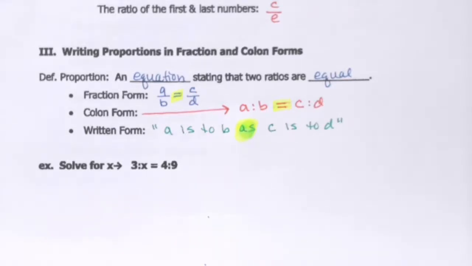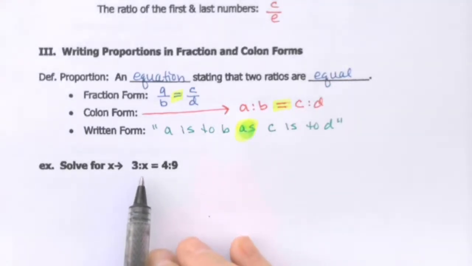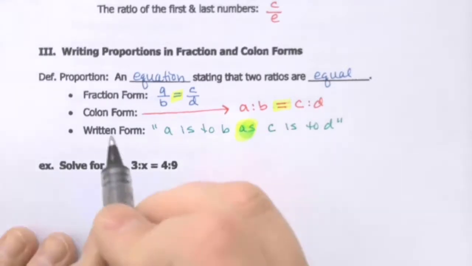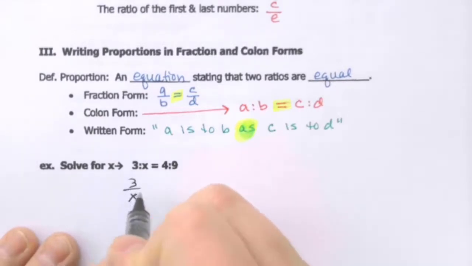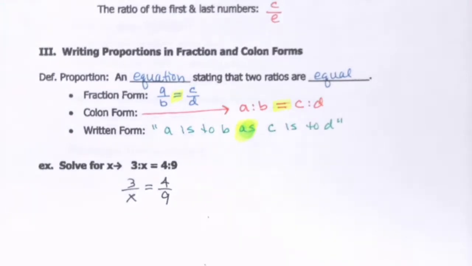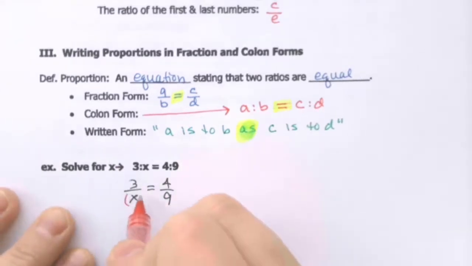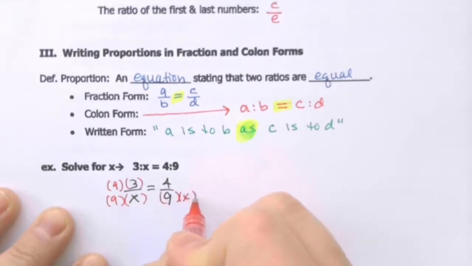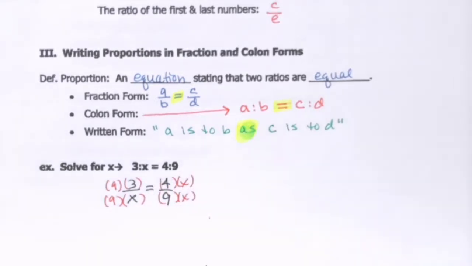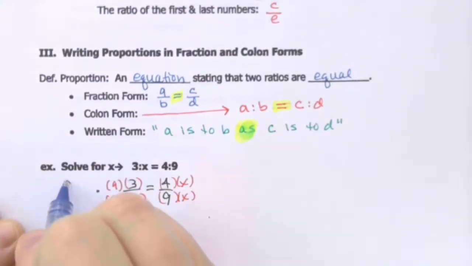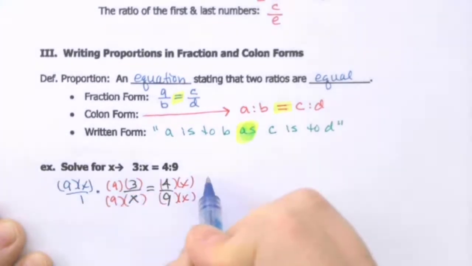So for example, we're going to solve for x. It says 3 is to x as 4 is to 9. So to solve this, you need to first change it to fraction form. 3 colon x is 3 over x. 4 colon 9 is 4 over 9. And we're going to solve for x. So again, there's many ways to do this. I'm just going to keep it simple. Get a common denominator. So multiply the left by 9 over 9. Multiply the right by x over x. Now that they both have a 9x on the bottom, we can multiply both sides by 9x over 1.